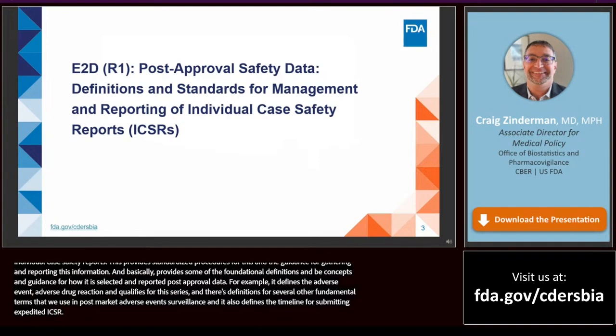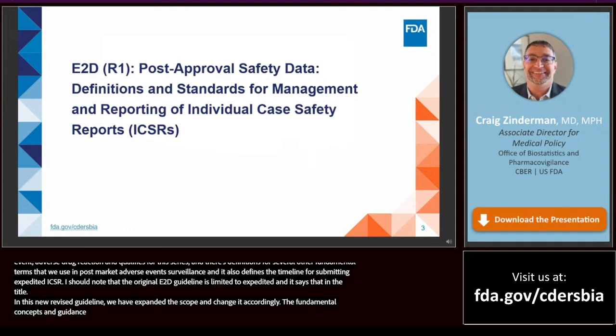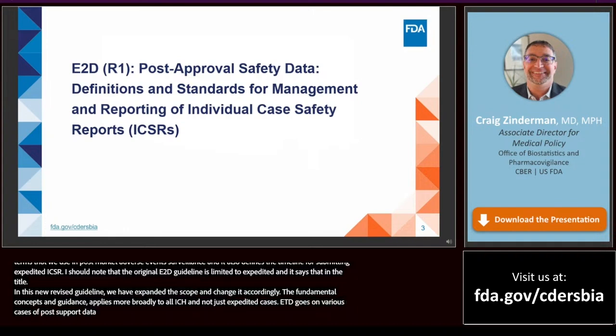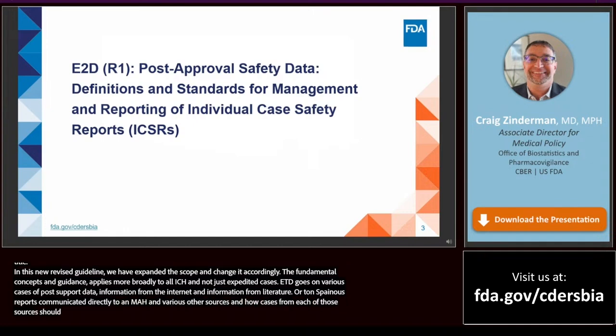I should note that the original E2D guideline is limited to expedited ICSRs, and it talks about expedited in the title. In this new revised guideline, we've expanded the scope to include all ICSRs, and we've changed the title accordingly. The fundamental concepts and guidance provided in the guideline really apply more broadly to all ICSRs and not just expedited cases. E2D also goes on to discuss various sources of post-approval safety data, for example, information from the internet or information from literature or spontaneous reports that are communicated directly to an MAH and various other sources, and how cases from each of those sources should be managed.